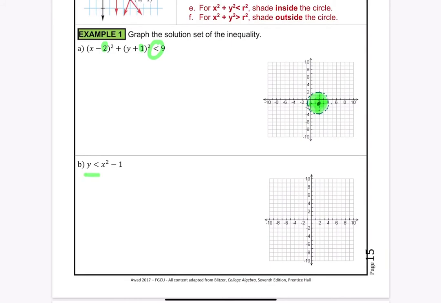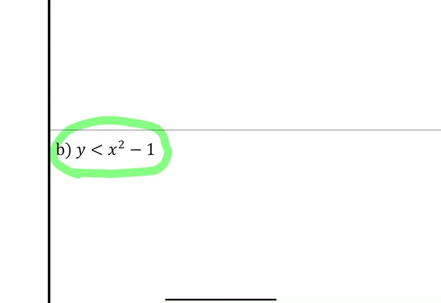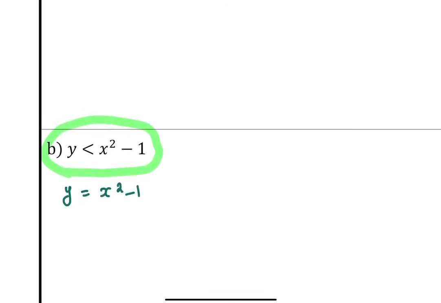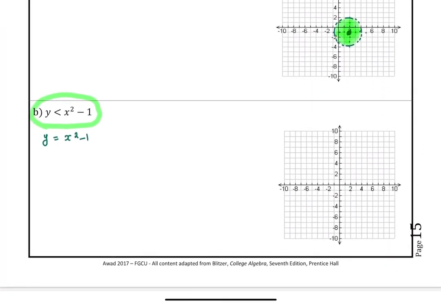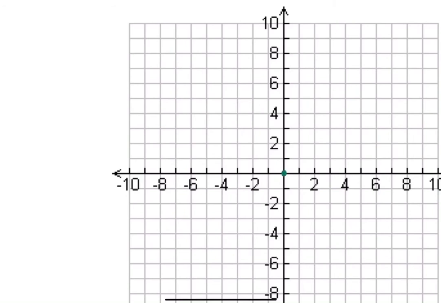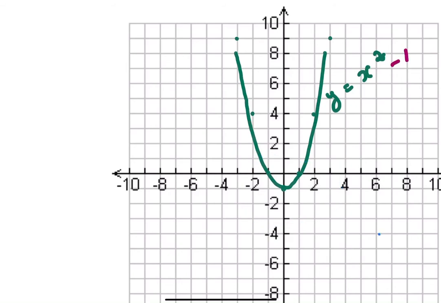The next one is y is less than x squared minus 1. And as you see, I'm going to say y is equal to x squared minus 1 to see what it is. It's a parabola, a standard parabola with 1 unit down. The standard parabola is, when x is 0, y is 0, when x is 1, y is 1, when x is 2, y is 4, when x is 3, y is 9. And if it's negative 1, 1, negative 2, 4, negative 3, 9. So you have the regular parabola right there, which is y equals x squared. But I'm not interested in x squared, I'm interested in x squared minus 1. Because of that, I'm going to bring this down a unit.